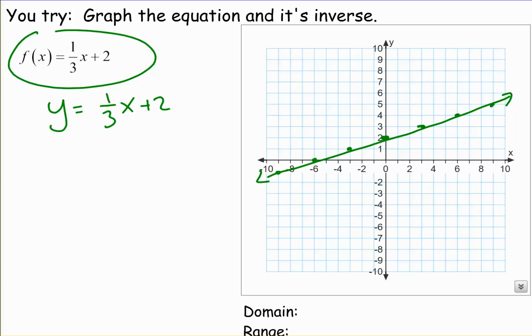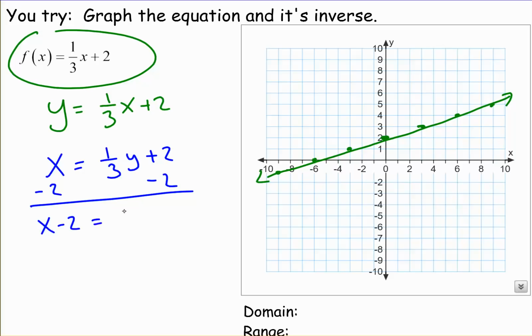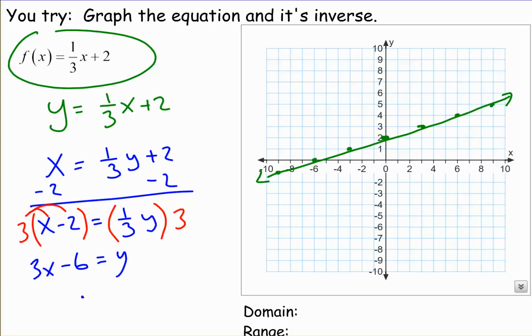To find the inverse, we're going to say x equals 1/3 times y plus 2. We'll subtract 2. We get x minus 2 equals 1/3 times y. So what undoes multiplying by 1/3? Dividing by 1/3, and dividing by 1/3 is the same as multiplying by its reciprocal. The reciprocal of 1/3 is 3. So we're going to distribute a 3. And we'll get 3x minus 6 equals y. I can rewrite it with y on the left. Y equals 3x minus 6.